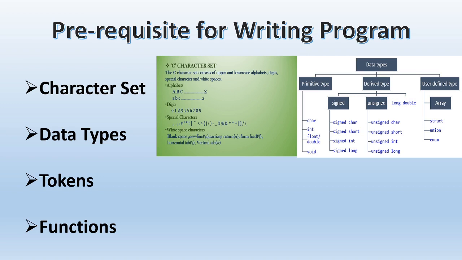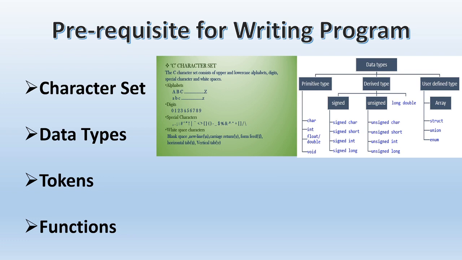Data types are basic building block of any programming language, and in C they are classified into three major types: primitive type, derived type, and user defined type. Primitive type includes character, integer, floating point, double, void. Derived type includes signed, unsigned, long, double. And under signed you have signed char, signed short, signed int, signed long. And under unsigned you have unsigned char, unsigned short, unsigned int, unsigned long.